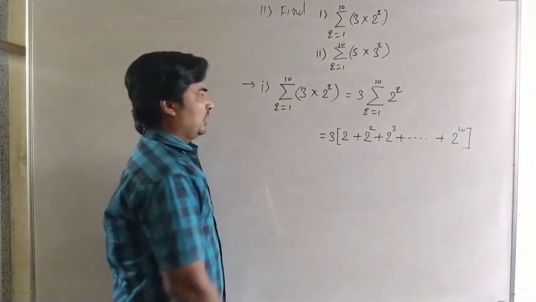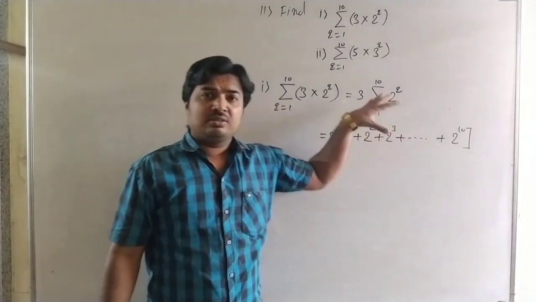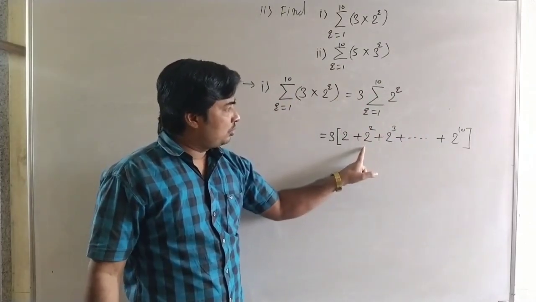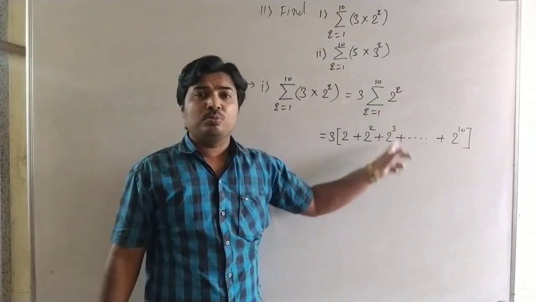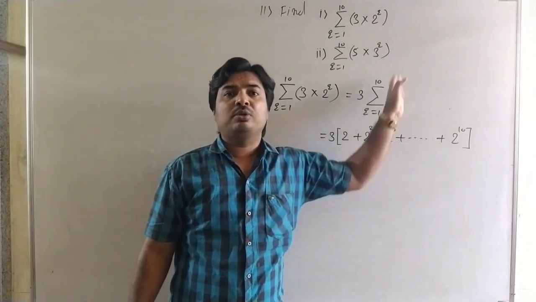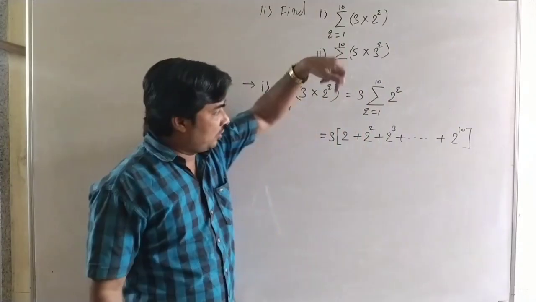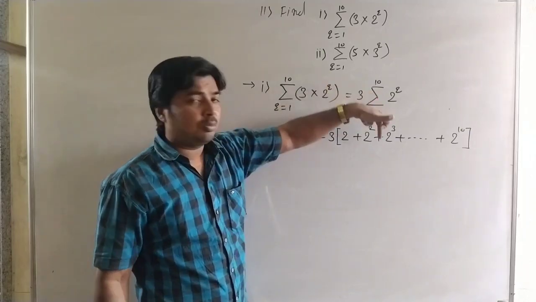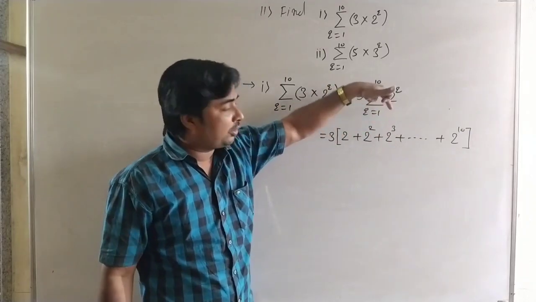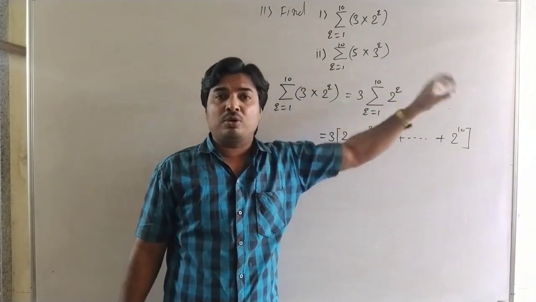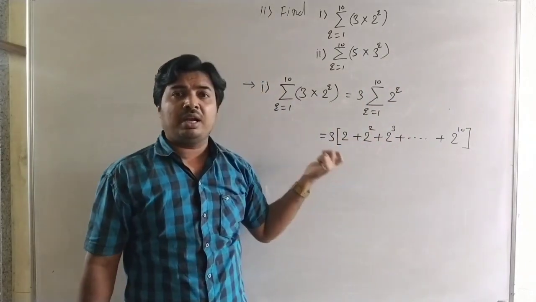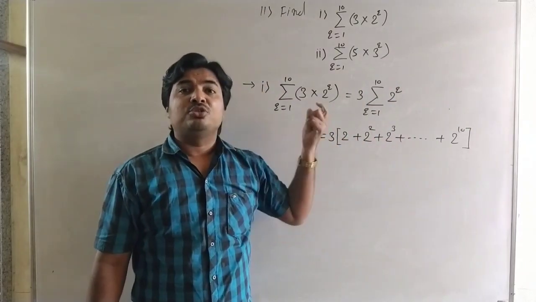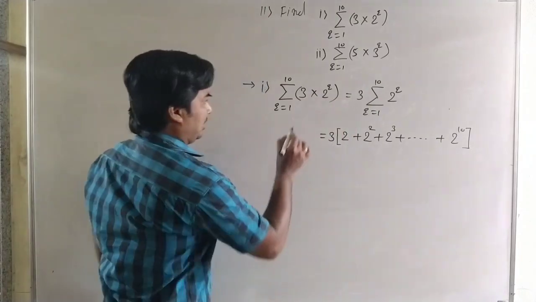Now here it is a series: 2 plus 2 square plus 2 cube plus 2 to the power 4 plus 2 to the power 5 up to 2 to the power 10. Now see the sequence: 2 comma 2 square comma 2 to the power 3 comma 2 to the power 4 up to 2 to the power 10. This is one sequence, and this sequence is a geometric progression. Here it is a sum.